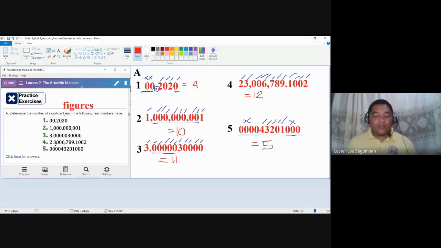We will do it in the next video. So again, this video covers the concepts of significant figures and significant digits. Please try to review this and the rules because it will really help guide you in writing standard forms of real numbers in scientific notation.